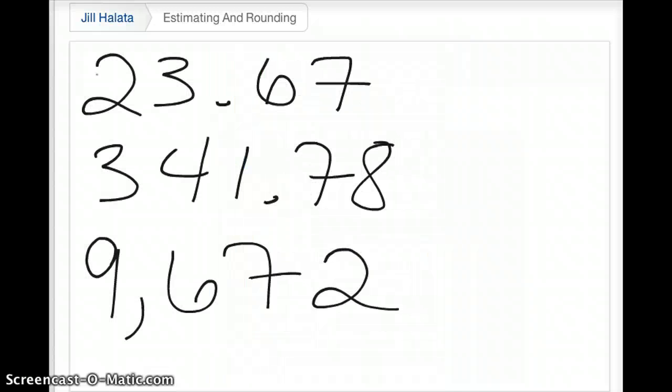So now I want you to take time, write down these 3 numbers, and practice rounding them, as long as you round to a different place on each of them. And then bring this in tomorrow with your questions answered.